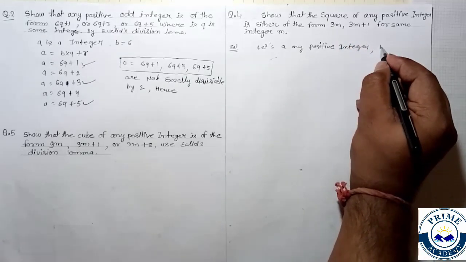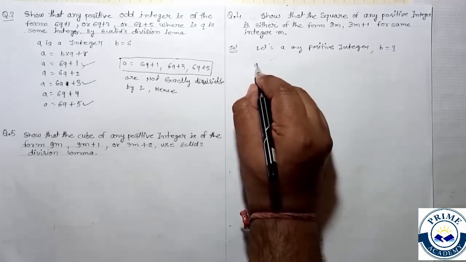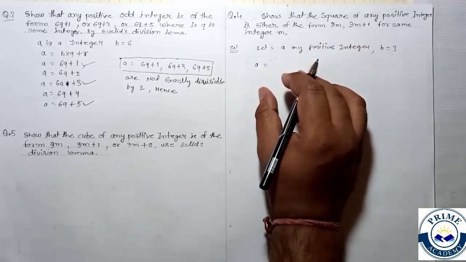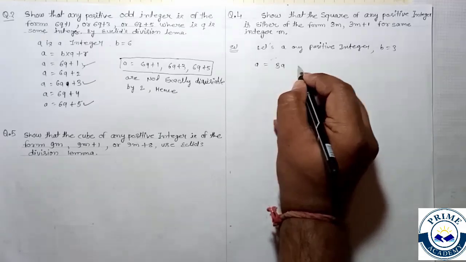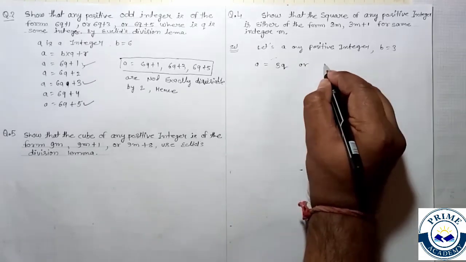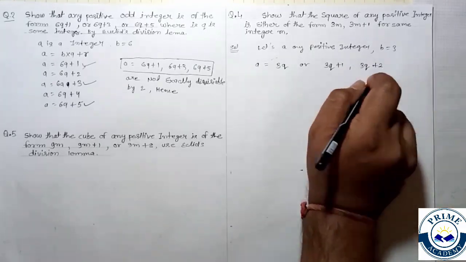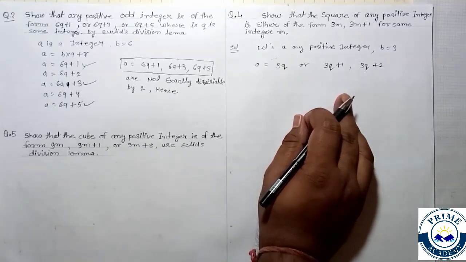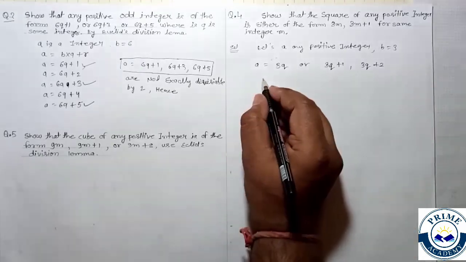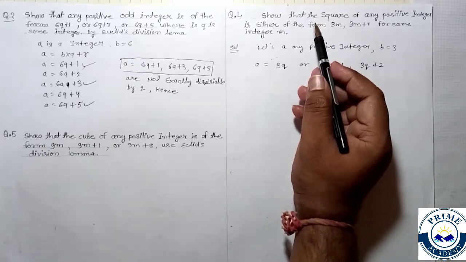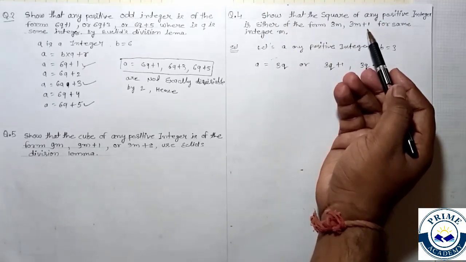and according to this I take b equals 3. So I suppose a equals 3q or 3q plus 1 or 3q plus 2, as the hint given in your NCERT book also. So I have taken a equals 3q, 3q plus 1 or 3q plus 2. Now just square this, because the question says the square of any positive integer is in the form of this or that.